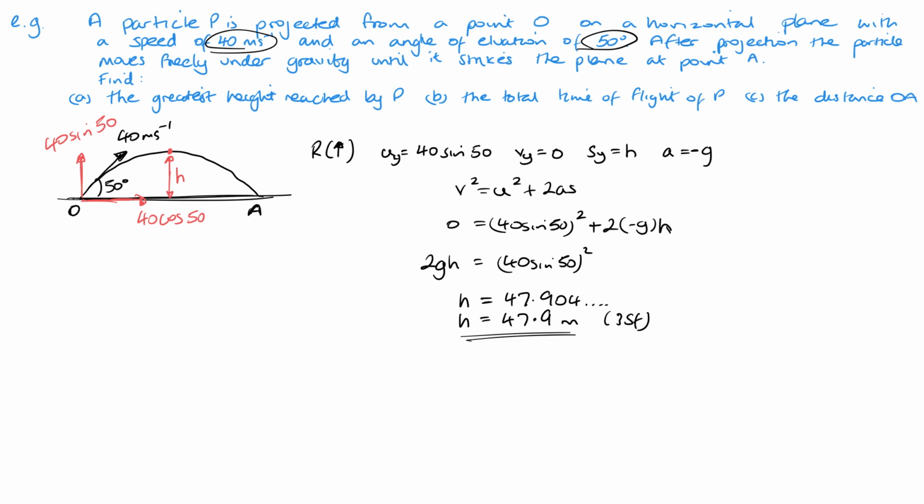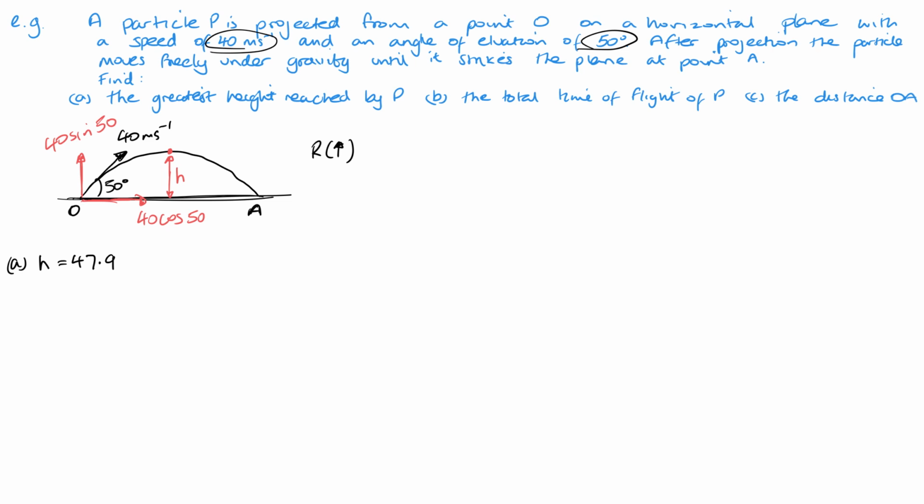So we're going to be resolving again in the vertical direction. So we've got our UY is still 40 sine 50. We don't know that final velocity, so we won't be using V. We know that A is going to be minus G, gravity acting down. T, time, this is what we want to find, so I'm just going to leave it with a question mark.